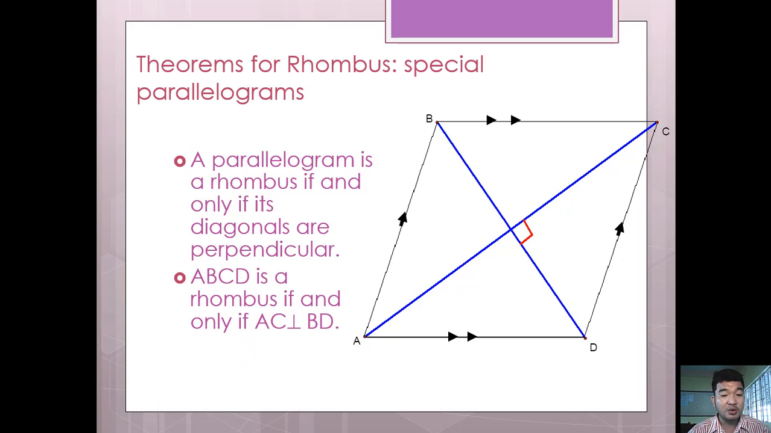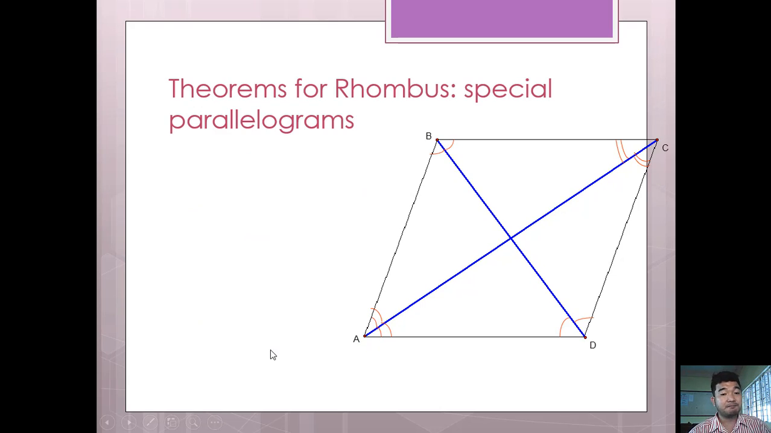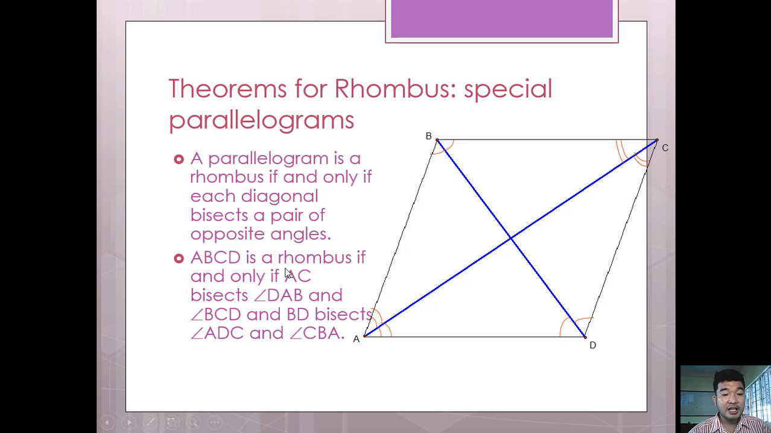ABCD is a rhombus if and only if AC is perpendicular to BD. So AC is a diagonal and BD is also a diagonal and they form a right angle. Another theorem for rhombus: A parallelogram is a rhombus if and only if each diagonal bisects a pair of opposite angles. Okay. So, we have here a diagonal BD. Diagonal BD bisects angle B and angle D. What do we mean by bisecting? Bisecting meaning it divides the angle into two congruent portions.